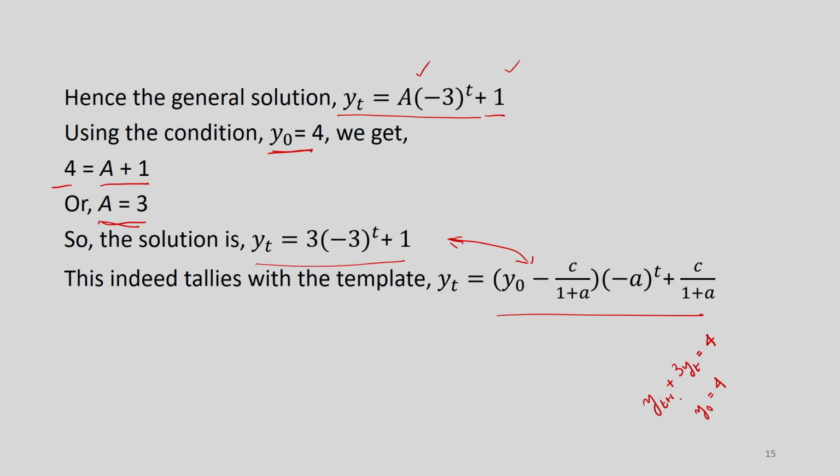So, 4 by 4 is equal to 1, and therefore, you have after that 4 minus 1 multiplied by minus a is equal to minus 3 to the power t plus c divided by 1 plus a, that we have just seen is 1, because 4 divided by 1 plus 3. So, this is nothing but 3 minus 3 to the power t plus 1. So, this is the y t predicted by this template, and that is exactly what we have found out by our more elaborate method. Okay.